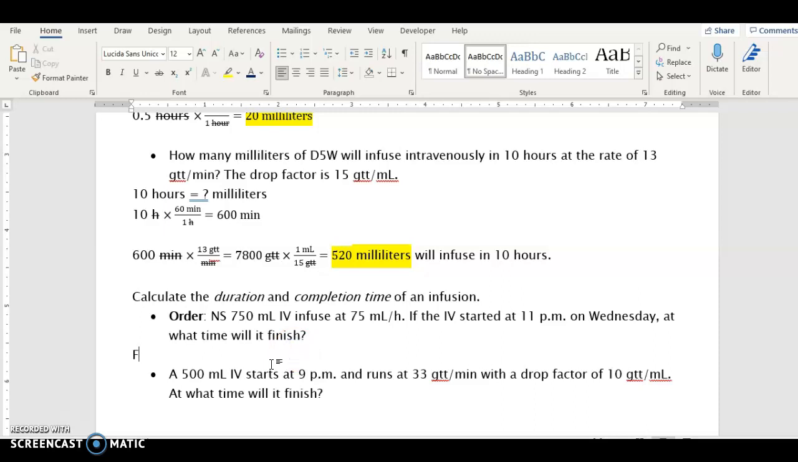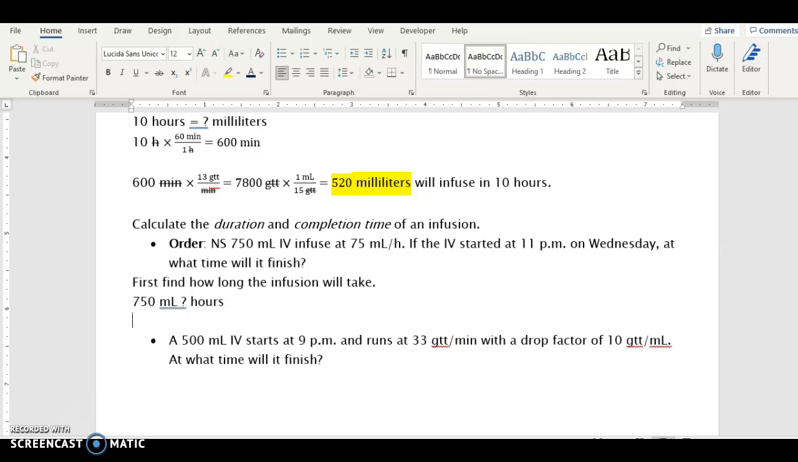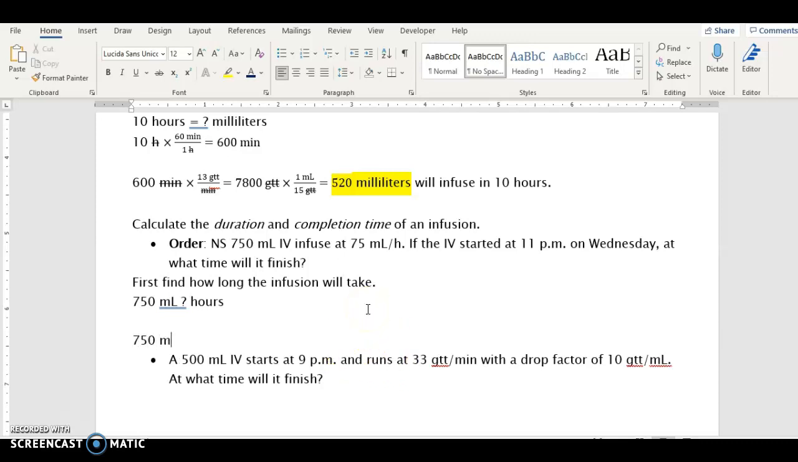Okay, so we're first going to find out how long the infusion will take. In other words, 750 milliliters is equal to how many hours? That's how we're going to figure out the duration. And once we have the duration of the infusion, we can figure out the time at which it will finish. Okay, so we're going to start with the 750 milliliters.